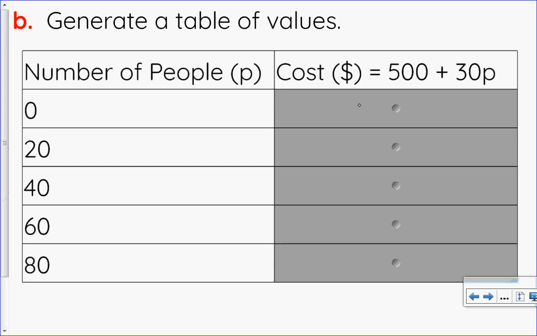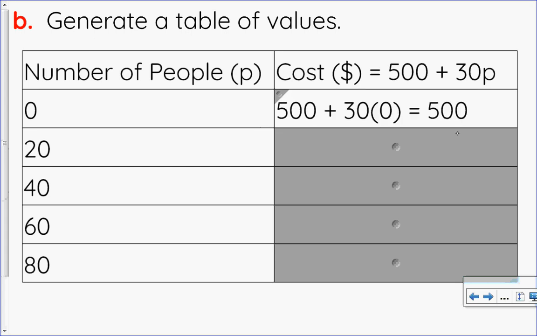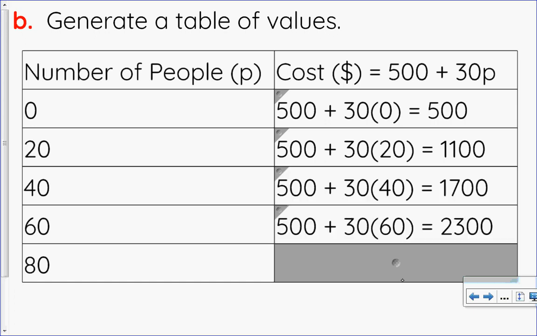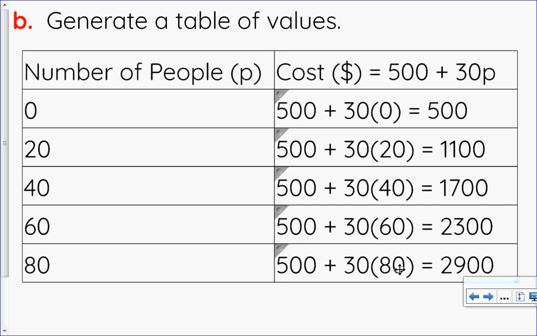So for 0 people, I'm going to do the same thing. 500 plus 30 times P, which is 0. So that's going to be 500 plus 0 is 500. So 0 people cost 500. If I have 20 people, 500 plus 30 times 20, that's going to be 500 plus 600, which is 1100. And I do the same thing for 40, 60, and 80.